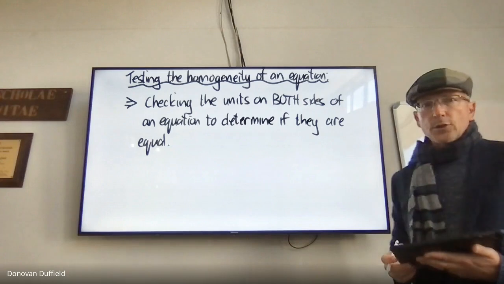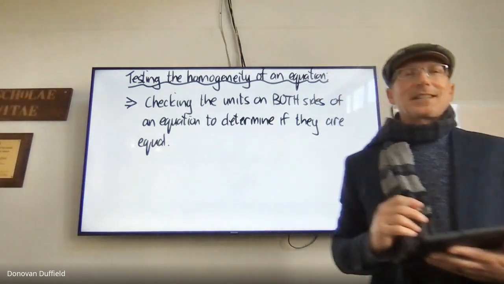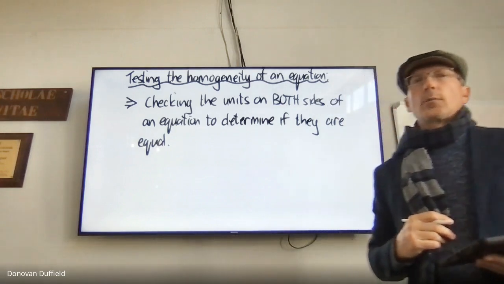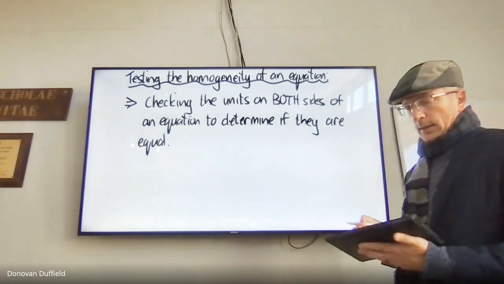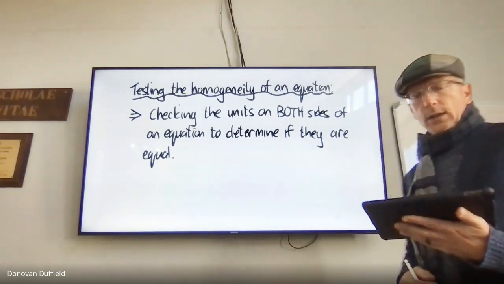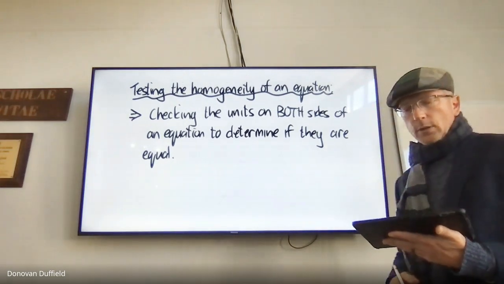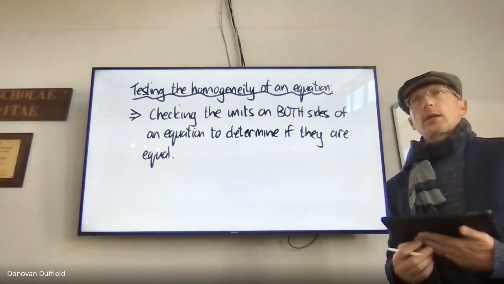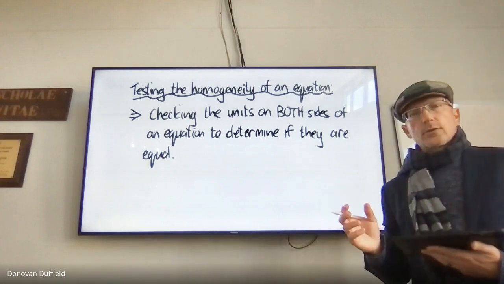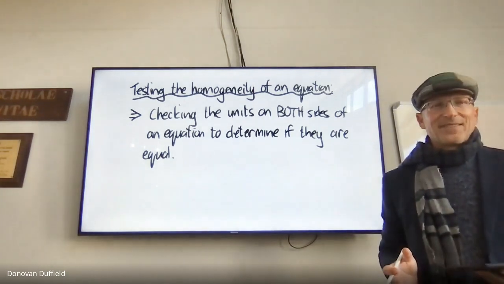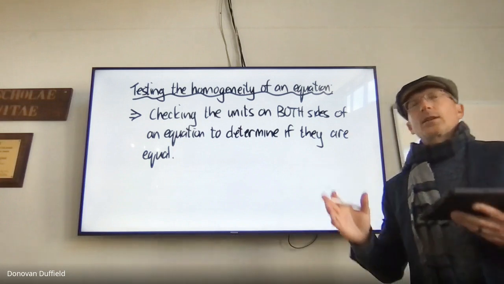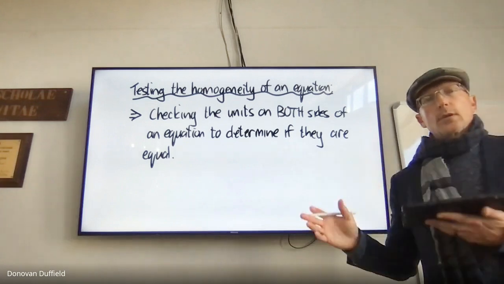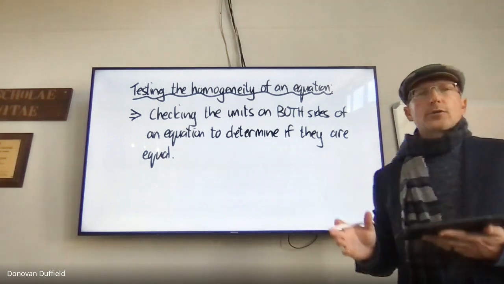So testing the homogeneity, it's not such an easy word to pronounce. We can say homogeneous or homogeneous. So homogeneity, that's how I pronounce it, implies checking the units on both sides of an equation to determine if they are equal. So we're checking to see whether the equation is actually correct. We're using what we call unit analysis. We're using units to test whether the equation has the correct structure.